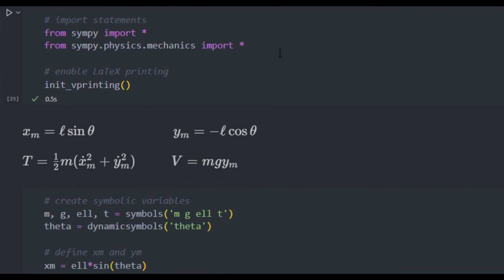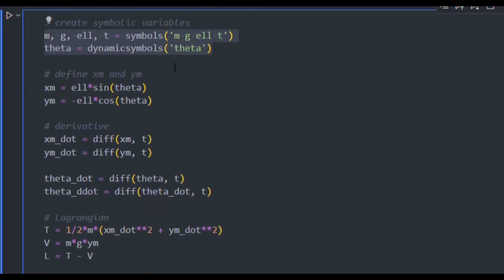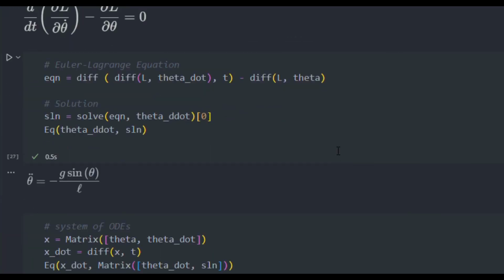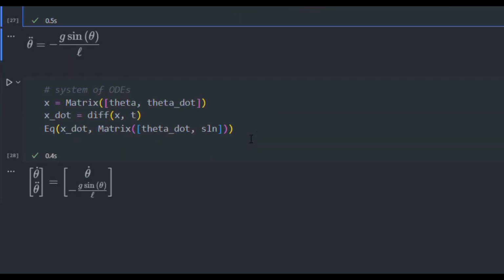Okay, let's do a quick recap of everything that we did today. So first we started by importing SymPy and then enabling LaTeX output. Then we defined m, g, l, and t, as well as our dynamic symbol theta. We defined xm and ym. We took some derivatives, and then we found our Lagrangian. From there, all we had to do was plug into the Euler-Lagrange equation and then solve to get theta double dot. Then we wrote this as a system of ODEs.